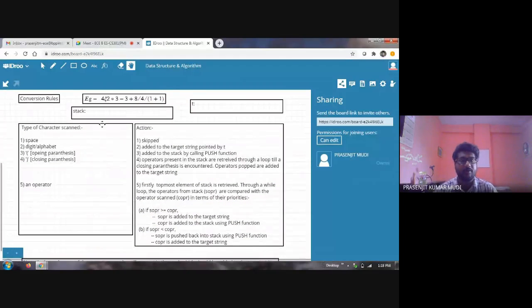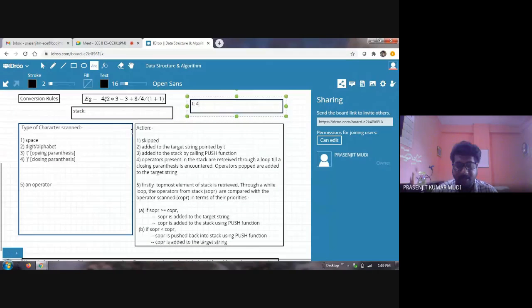Okay, so the first character scanned is 4. So 4 is a digit or alphabet. This comes under rule number 2, so it will simply be added to the target string pointed by T. This target string is actually the final target string. The final form of this target string is your postfix expression. So here you will get the postfix expression output, the target string.